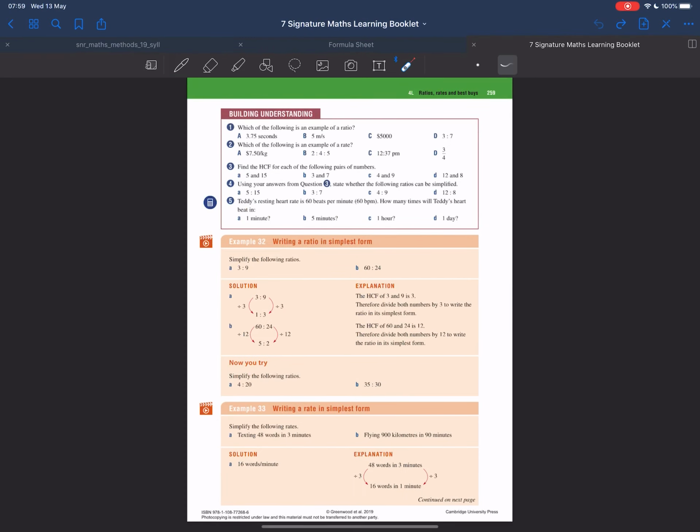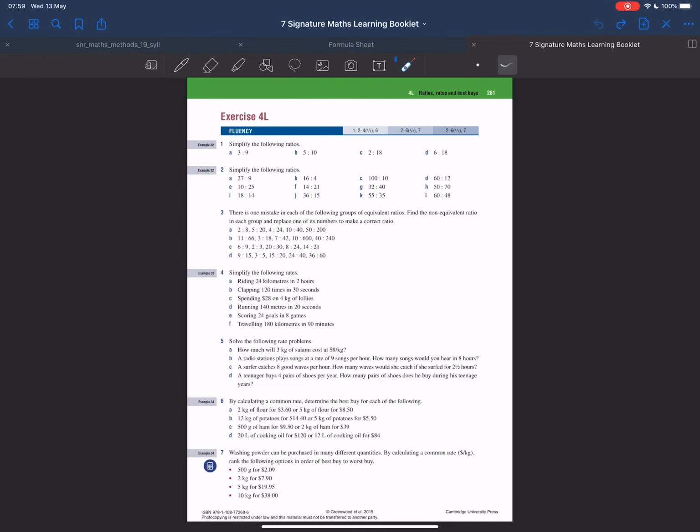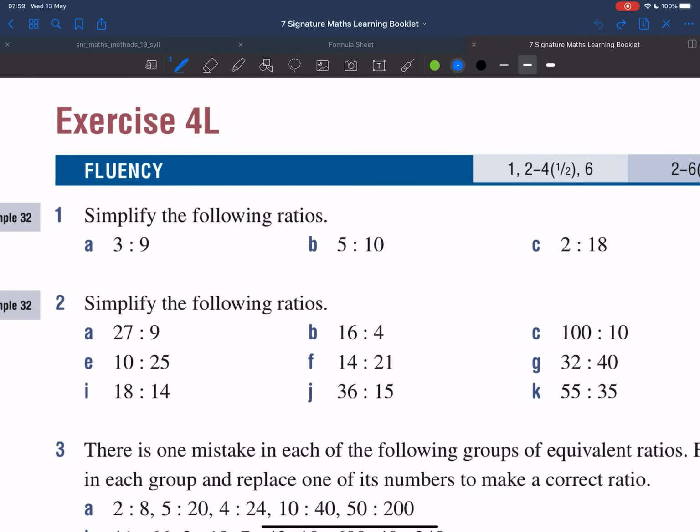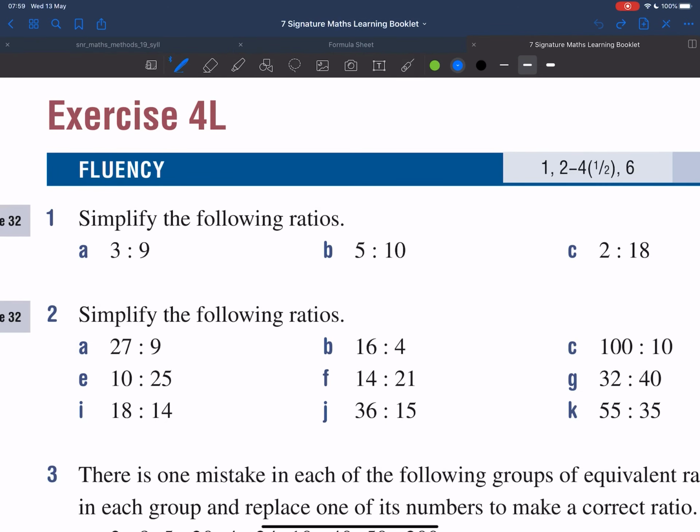Okay, so let's take a look at some questions here then. The first kind of skill that we're going to practice is simplifying ratios. So 3 to 9. Let me just quickly draw that. What does 3 to 9 look like? Well, I'm going to draw my famous chocolate bar, and then I have to divide it into a number of parts. Have a think about how many parts are there in this entire ratio. We've got 3 parts and 9 parts.